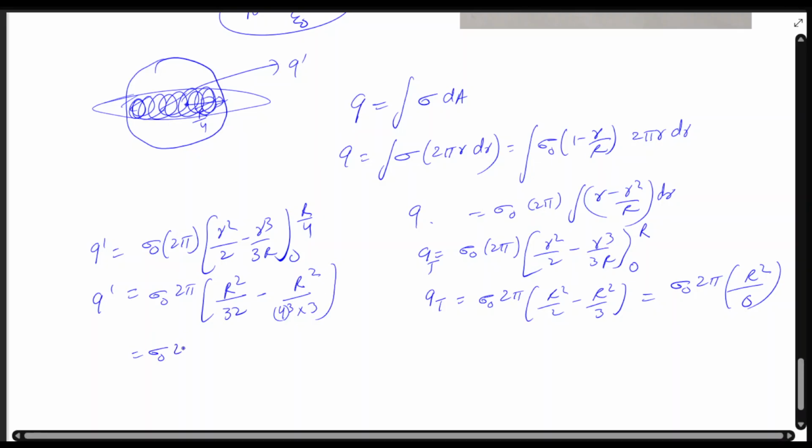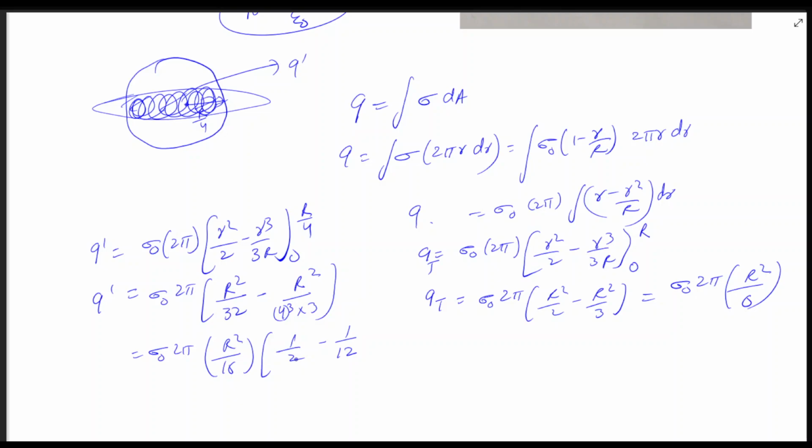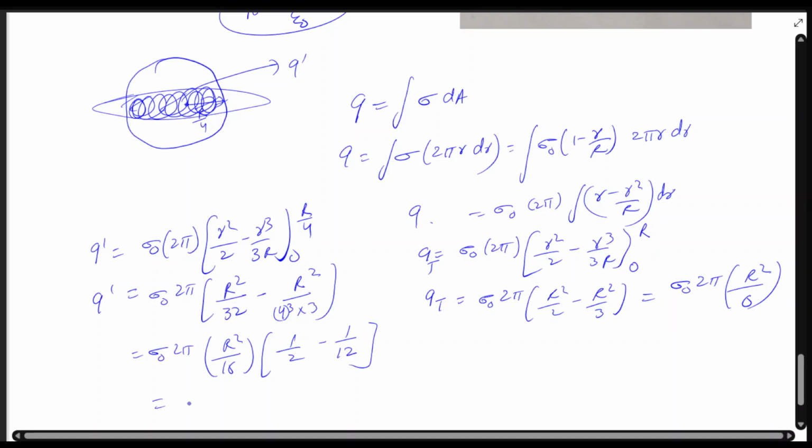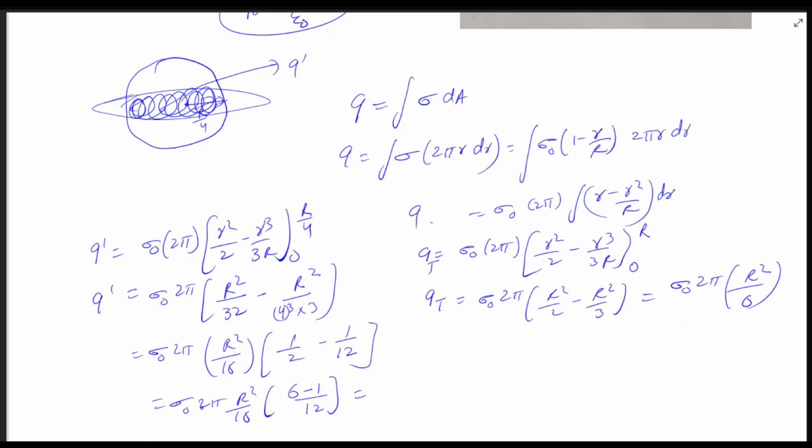So we'll take rho naught 2 pi R square by 16, I'm taking it common. So we'll get 1 by 2 minus 1 by 12. All right. So we are left with rho naught 2 pi R square by 16. This will be 12. So 6 minus 1. So we can cancel this 2, right? Okay, so let's leave it like that. Rho naught 2 pi R square by 16 into 5 by 12.